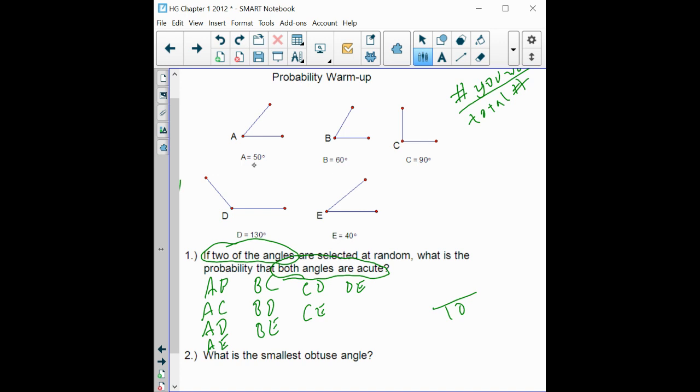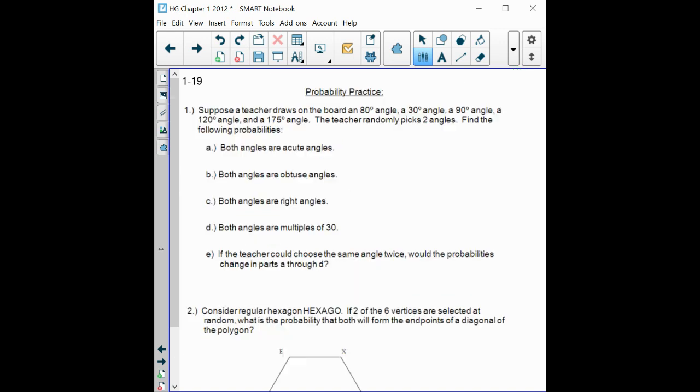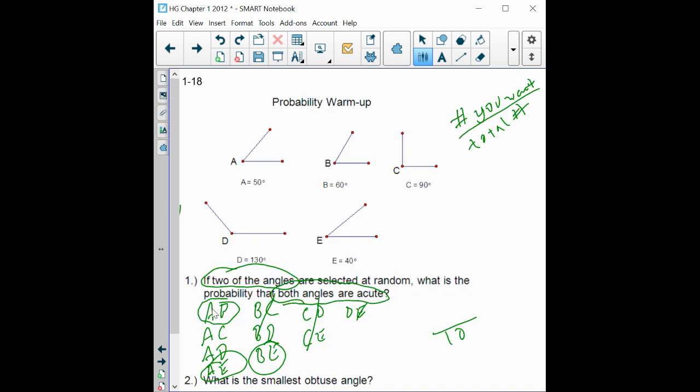So if we start looking, A and B, less than 90. A and C, nope. A and D, no. A and E, good. So there's another one. And then we're done with the A's. So now we move to B, BC, BD, BE. BE is good. And then anything with C is not going to work because those are 90. And then anything with D, also not going to work. So all of those options don't matter. So then we have 3 possibilities here, which means our probability is 3 out of 10.